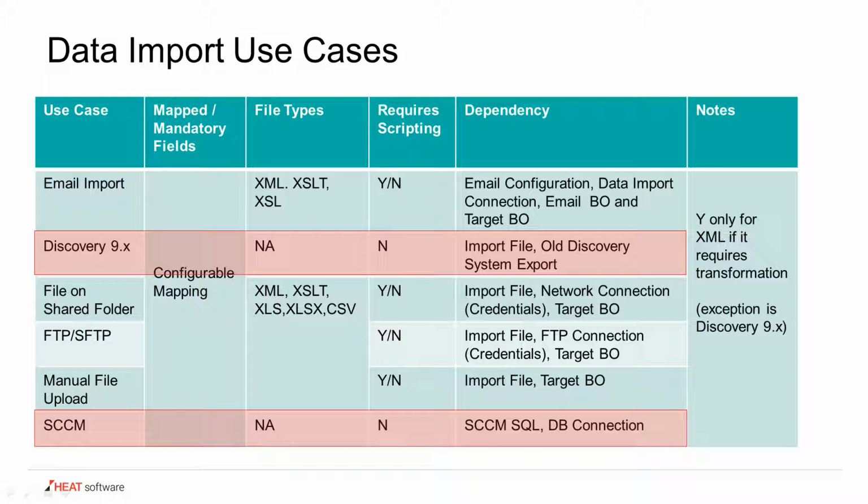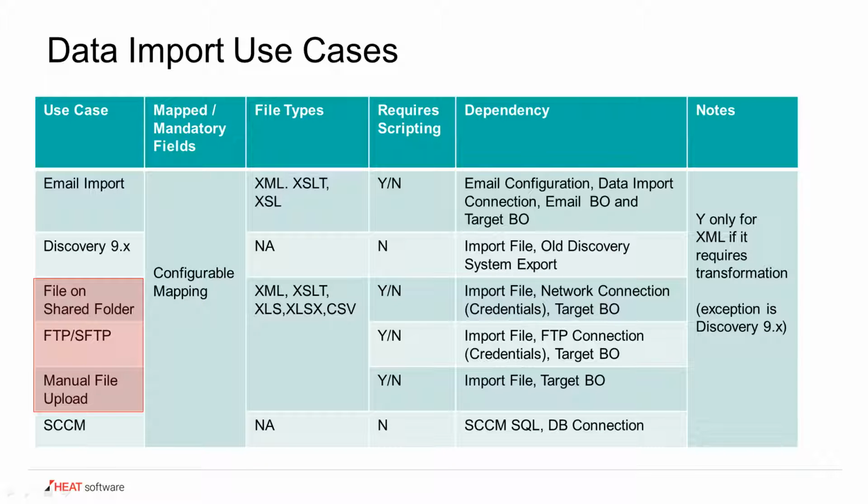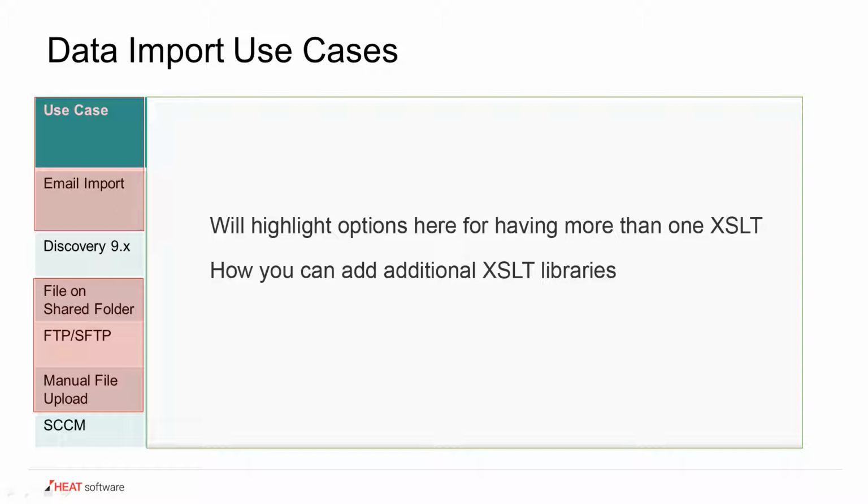Okay. And in the rest, we're going to see a sample of the email import connection, what we saw in the previous use cases using email integration. In this section, what I'm still going to show is the options for having more than one XSLT. Normally, if you cannot bring in one single XSLT, how you can add additional XSLT libraries, that I can quickly show.